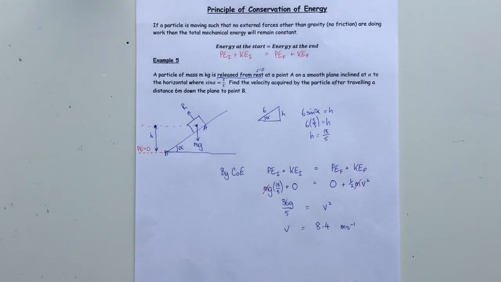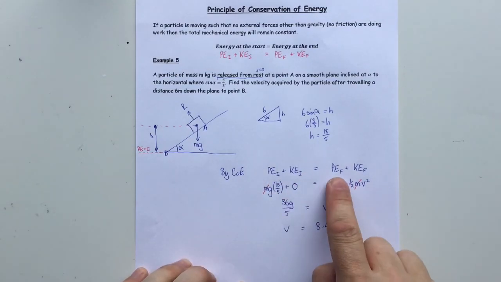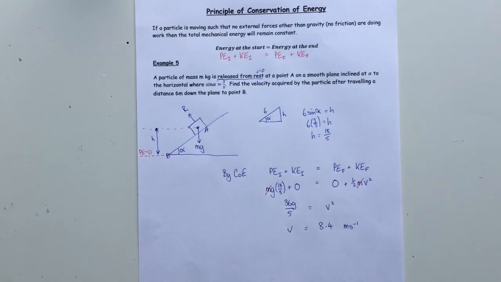And we were able to find that because we knew there were no external forces acting on the system, and so the energy at the start equals the energy at the end. And that's what we call the principle of conservation of energy.